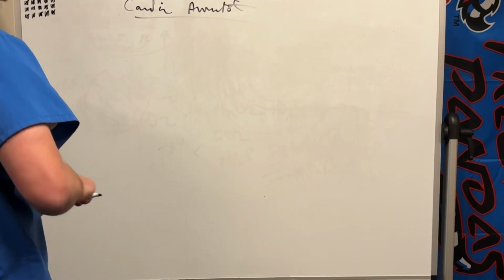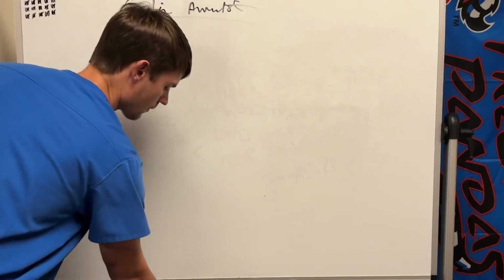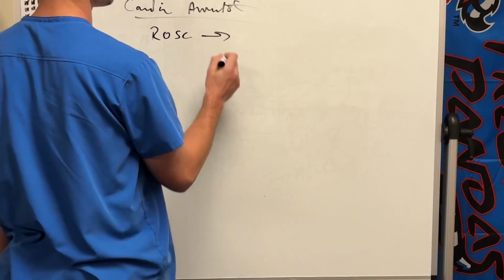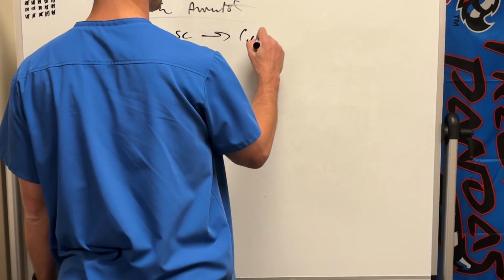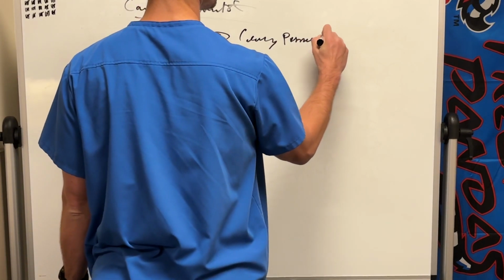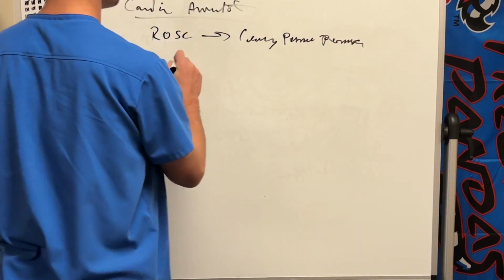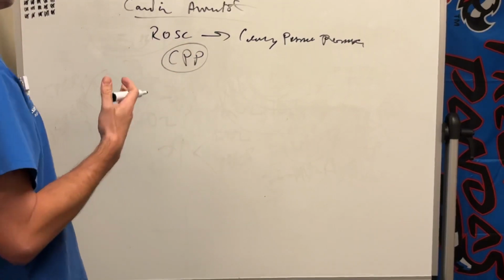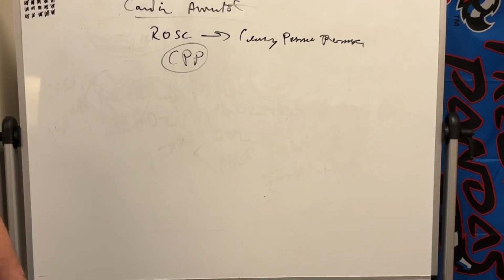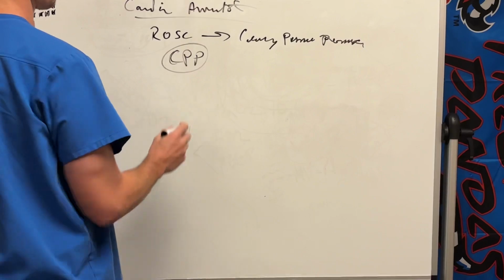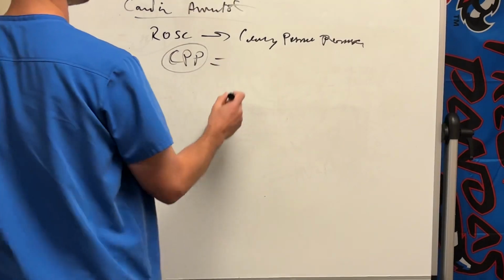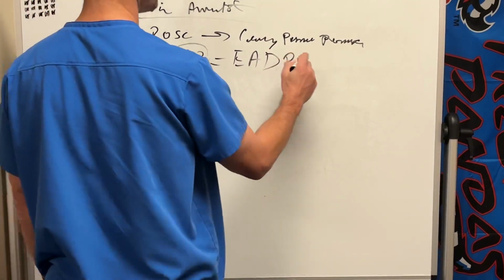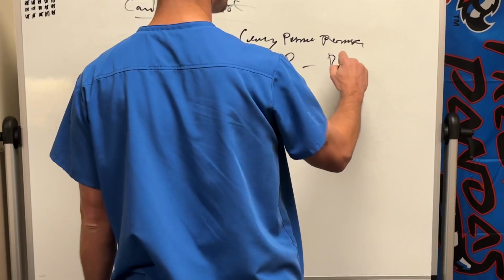So, probably the first big statement is that return of spontaneous circulation, or ROSC, is predominantly determined by your coronary perfusion pressure, or your CPP. In this case, CPP is standing for coronary perfusion pressure, not cerebral perfusion pressure or some other CPP. So the CPP is equal to your end aortic diastolic pressure minus your right atrial pressure.